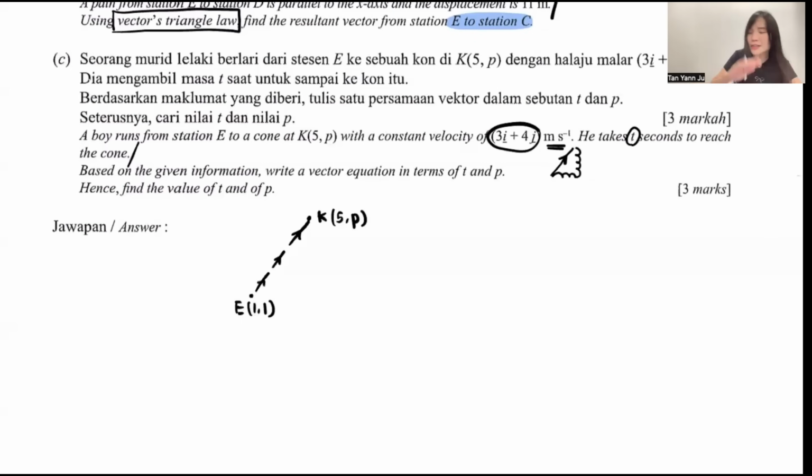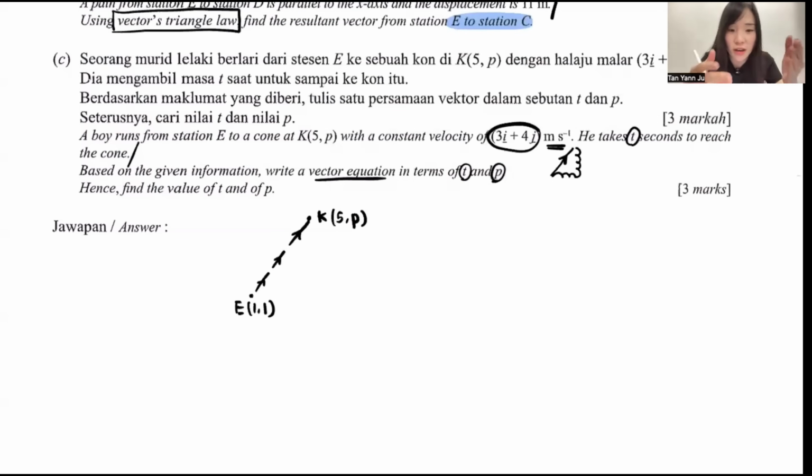Okay, next, based on the given information, write a vector equation in terms of T and P. So guys, they want me to write an equation that represents T and represents P, okay? So I need an equation that has time and also has the coordinate P. So guys, how do you do this? Same thing as before.